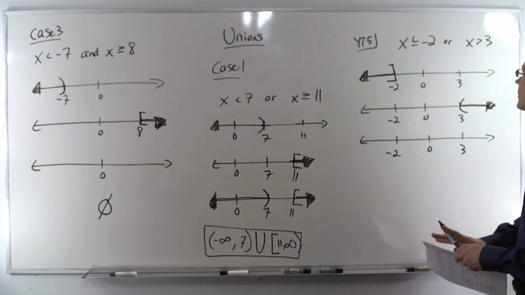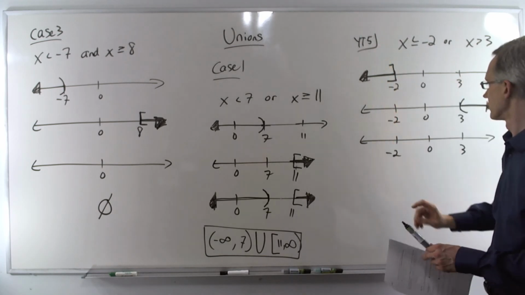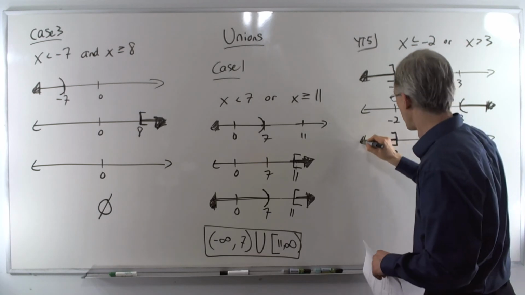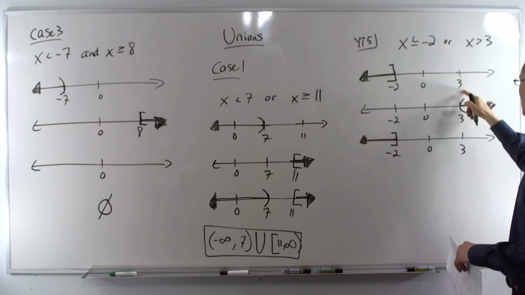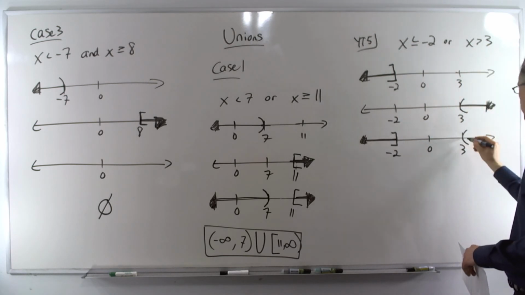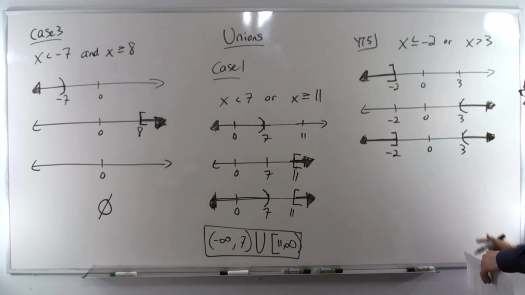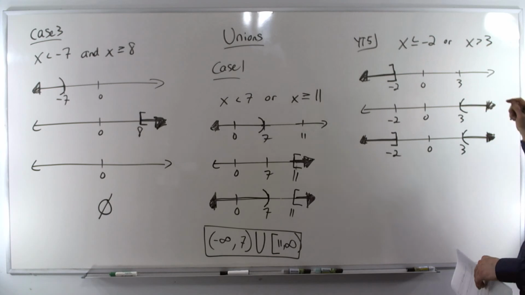All right, now we're going to go down and see where we have at least one. So here we've got one, so this will be in the solution. And here we have none, nothing here. Here we've got one, so we'll include this in the solution. All right, so there's our final graph for x less than or equal to -2 or x greater than 3.